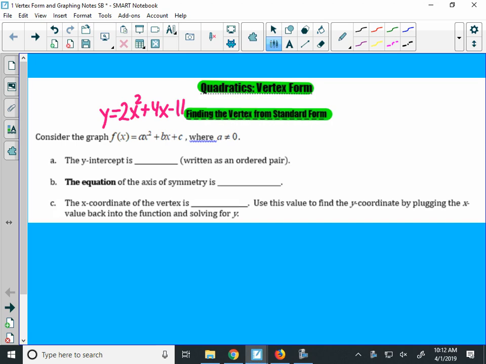The y-intercept is always going to be the constant c on the end of the standard form. As an ordered pair, we would write that as (0, c), or for this specific example, (0, negative 11). The equation of the axis of symmetry, which we did last unit as well, is x equals the opposite of b over 2a. We used that a little bit to find the vertex in our modeling unit. Then the x-coordinate of the vertex comes right from that axis of symmetry, the opposite of b over 2a.